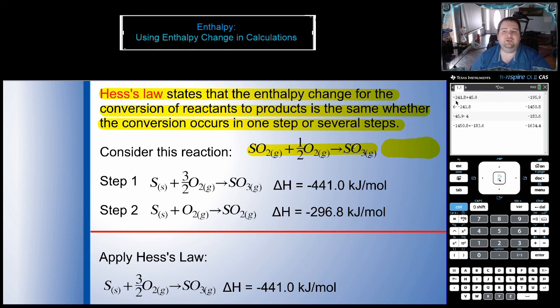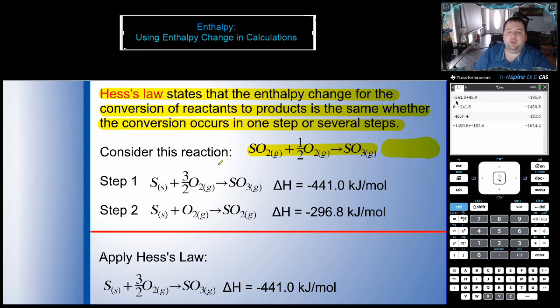Because sulfur dioxide and sulfur trioxide are actually toxic chemicals, you wouldn't work with them in a lab. Instead, if you wanted to figure out the delta H of this, you would apply Hess's law, which is we can separate it into one or more steps to figure it out. So let's figure it out.